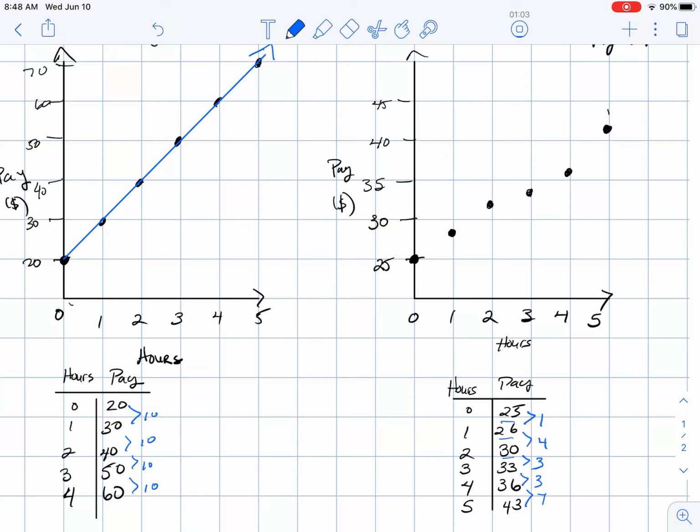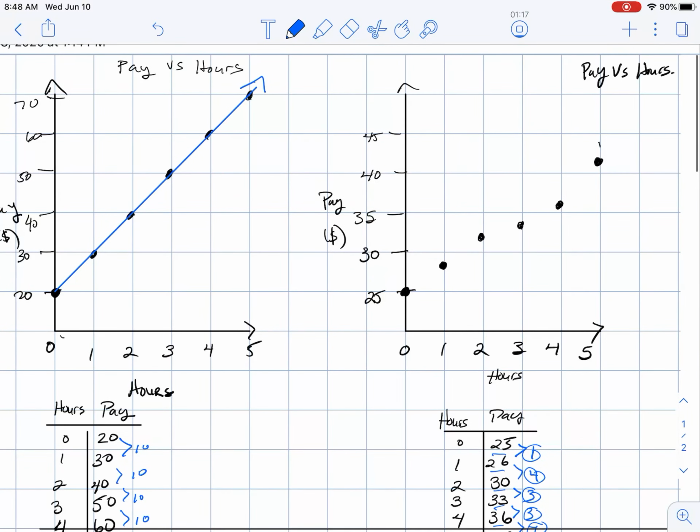as we see, as the hours increase, the pay does increase. See, we go from 25, 26, 30, 33, 36, 43. But the first differences are not equal. So that right there is an indication that it's going to be a scatter plot.